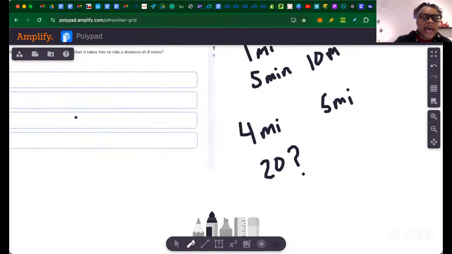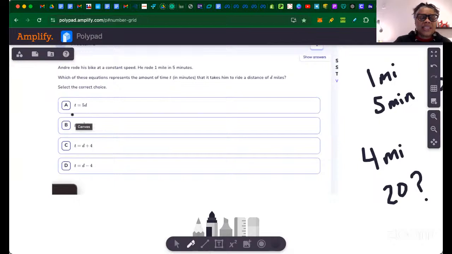So with that, which one of these shows that the time equals 5 times the number of miles? Which one? A, B, C, or D? Put your answer in the chat. Excellent. So you used your constant of proportionality. You gave me that 1 to 5. That's good. For every 1 mile, 5 minutes. So the constant of proportionality is 5.